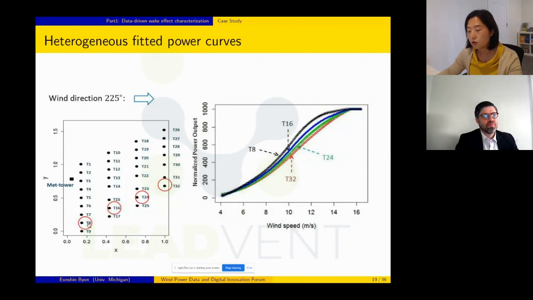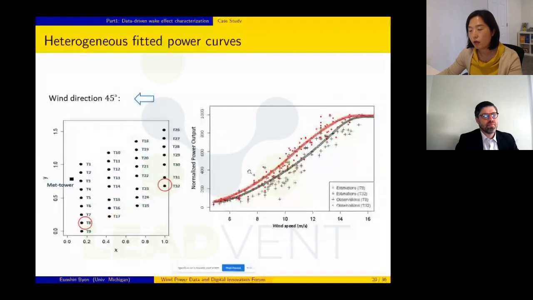Obviously T8, the most upstream turbine, has its power curve here, followed by T16, which is blue, and then T25, and T32's power curve is in red. This is quite intuitive, and it also matches the data pretty well.